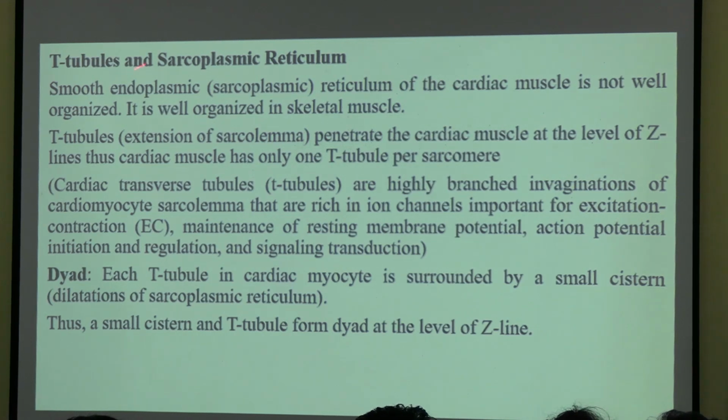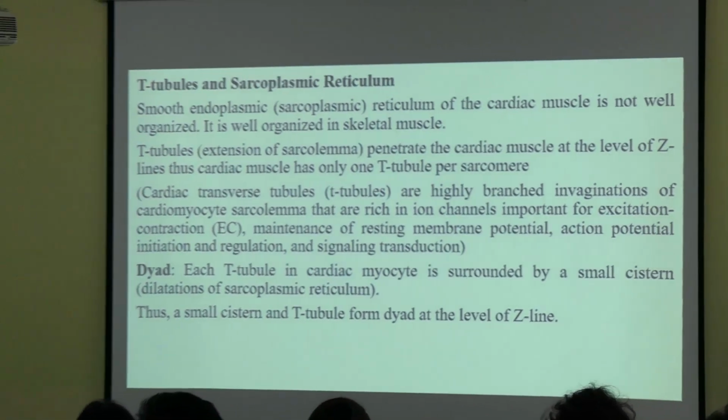Now T-tubules are also there in the sarcoplasmic reticulum. Do you know what these T-tubules are? Anyone? Have you heard about the T-tubules or transverse tubules? Yes, an invagination from the sarcolemma into the muscle fiber. Why is it important? The smooth sarcoplasmic reticulum of the cardiac muscle is not well organized. These T-tubules are nothing but an extension of the sarcolemma, which goes transversely into the muscle fiber. That's why they are called T-tubules.